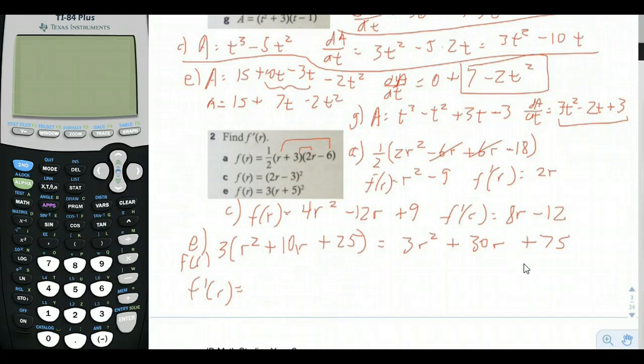Okay, now we take the derivative. So 3r squared, the derivative would be 3 times 2 times r. The derivative of 30r is just 30. The derivative of constant 75 is 0. So our result is 6r plus 30. Okay?